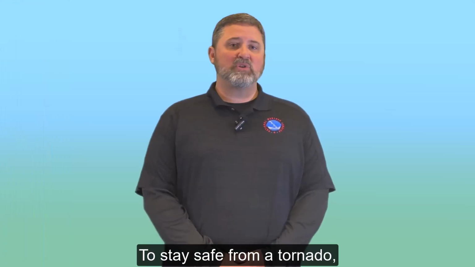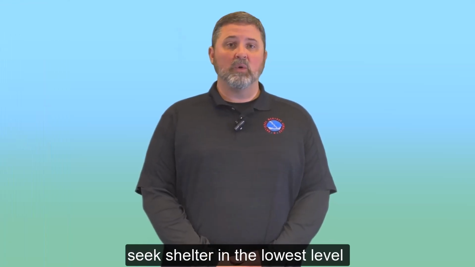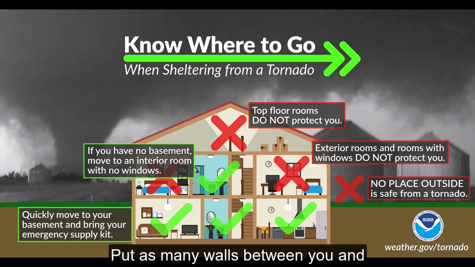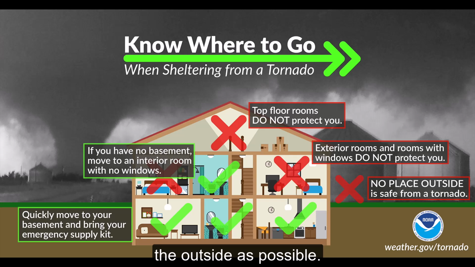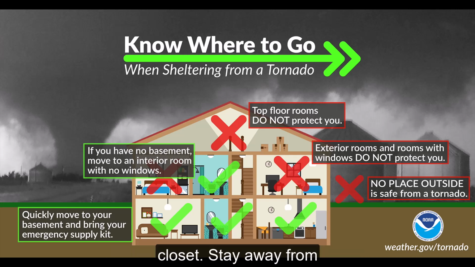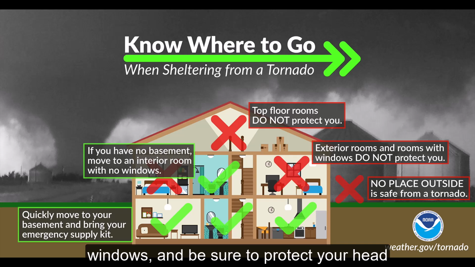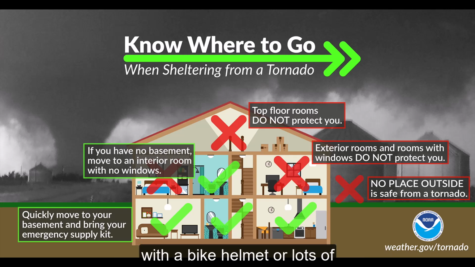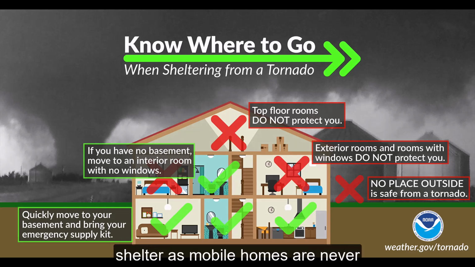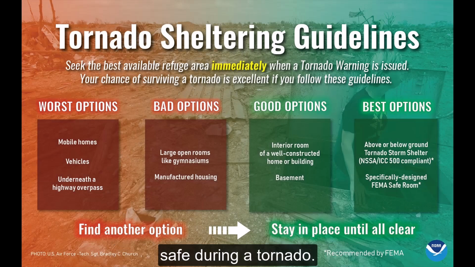To stay safe from a tornado, seek shelter in the lowest level of a sturdy building. Put as many walls between you and the outside as possible. This may mean a bathroom or a hall closet. Stay away from windows and be sure to protect your head with a bike helmet or lots of blankets and pillows. If you live in a mobile home, be sure to have a different place to seek shelter, as mobile homes are never safe during a tornado.